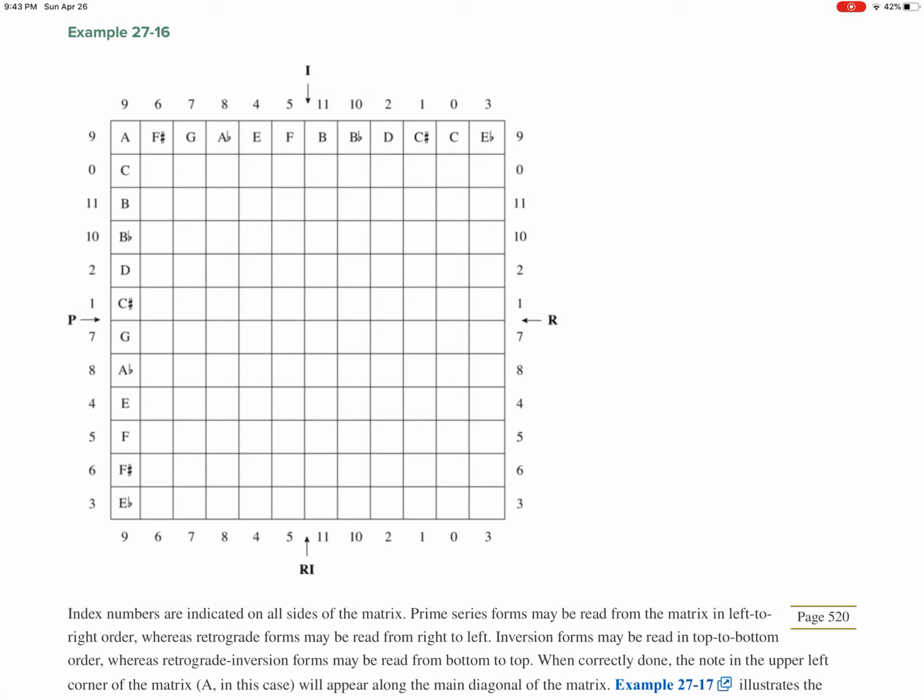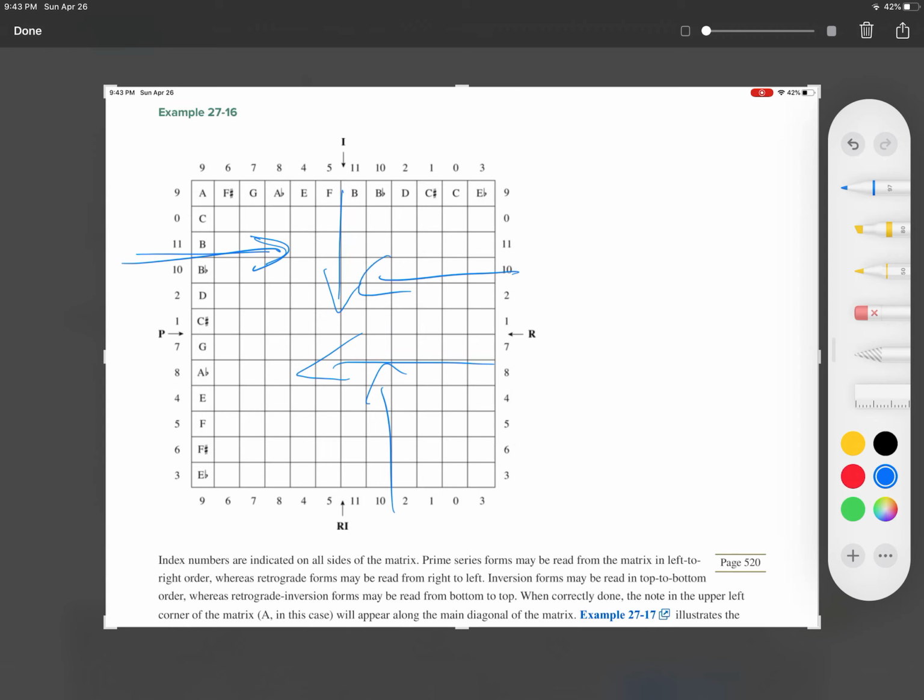So all of our P row forms will be going this way, right? All of our I row forms will be going this way from beginning to end. R row forms will be going this way, and RI row forms will be going this way. And that makes sense, because if P row forms are this way, then the retrograde has to be backwards of that. So we'll be able to read all 48 row forms from our matrix, and this is a really nice reference, especially if you're composing a 12-tone piece.